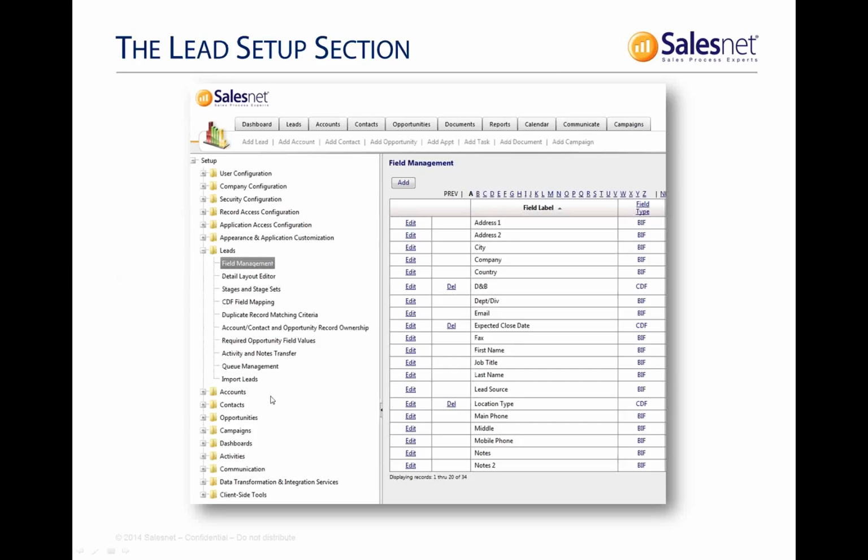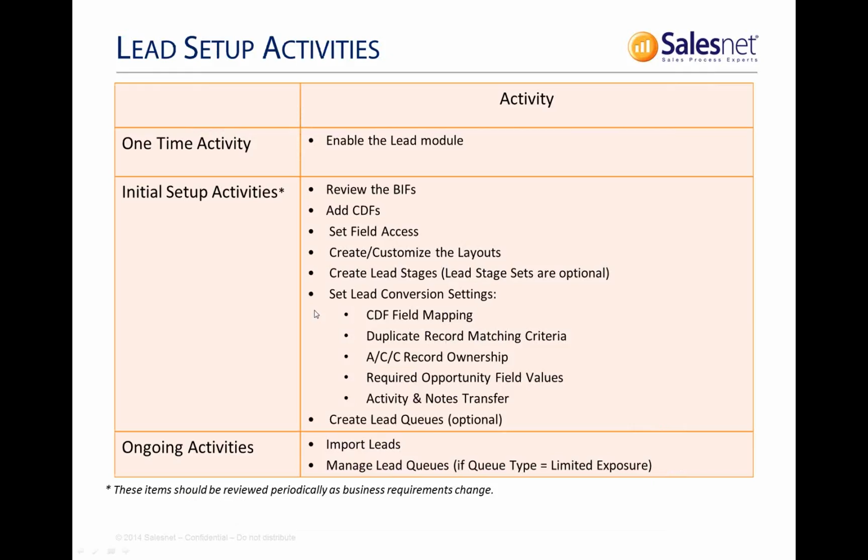Okay, the lead setup area, so we're just giving you a screenshot of the options. You know, everything past detail layout editor is truly specific to the lead area. Okay, so we have stages and stage sets, we have mapping for fields, duplicate matching, and so we're going to go through each one of these, but we're breaking them out because they kind of go together. Some of these go together to accomplish conversion in particular. So when we have setup activities in the lead area, one of the things that we have to do is actually enable the leads tab.